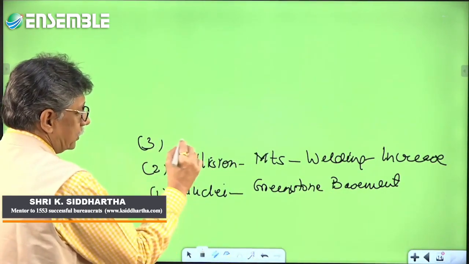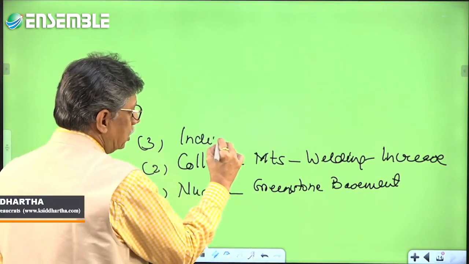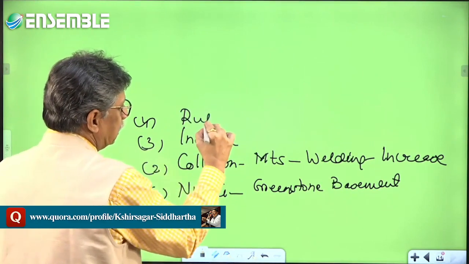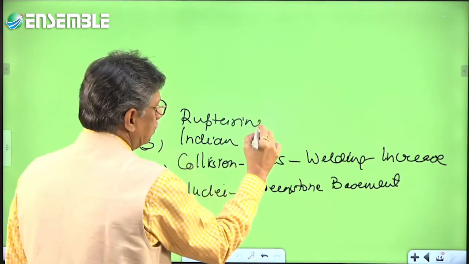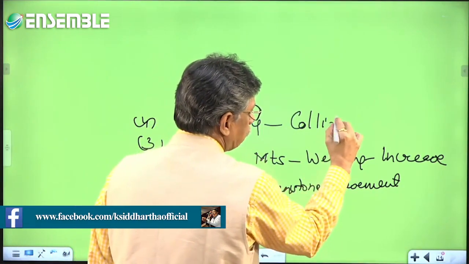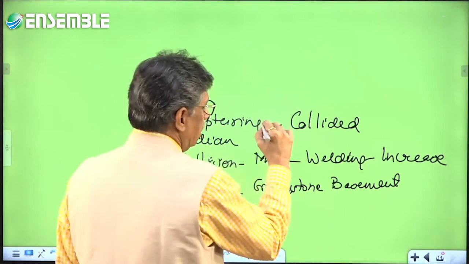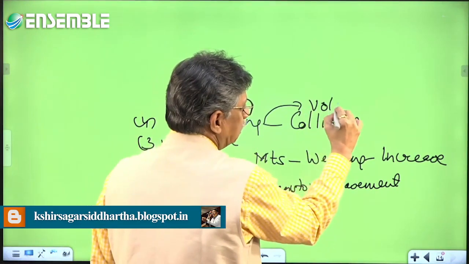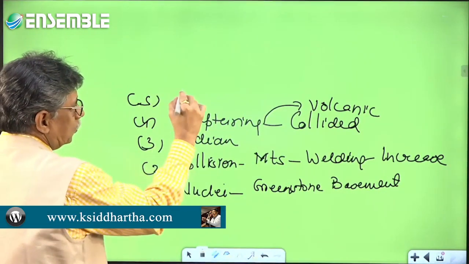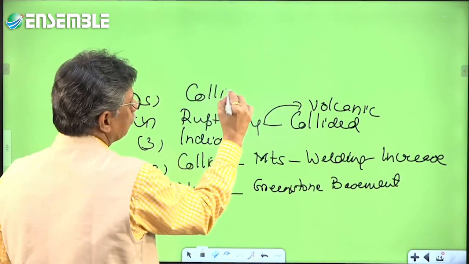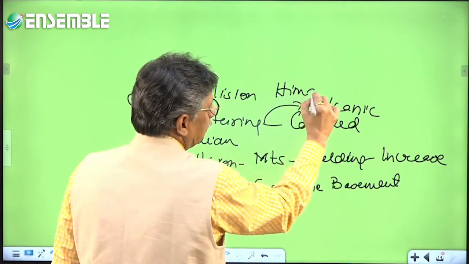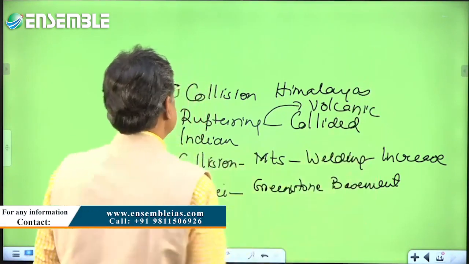The third was, this is how exactly the Indian Peninsula evolved. The fourth was the rupturing of the Indian Peninsula. It ruptured, it broke. After rupturing, it collided. Rupturing led to volcanic activity. The fifth was its collision with Eurasia, that led to the formation of the Himalayas.